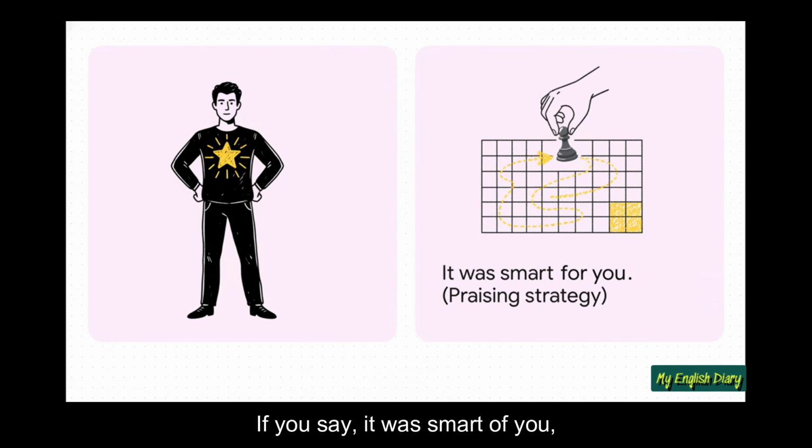If you say, it was smart of you, you're acting like an F. You're praising the person's inherent character. You're basically saying they are a smart person at their core. But if you say, it was smart for you, you're acting like a T. You are just noting the strategic advantage of the situation. It means, hey, that was a really smart move to make in that specific scenario. It's the exact same adjective, but a completely different visual focus.